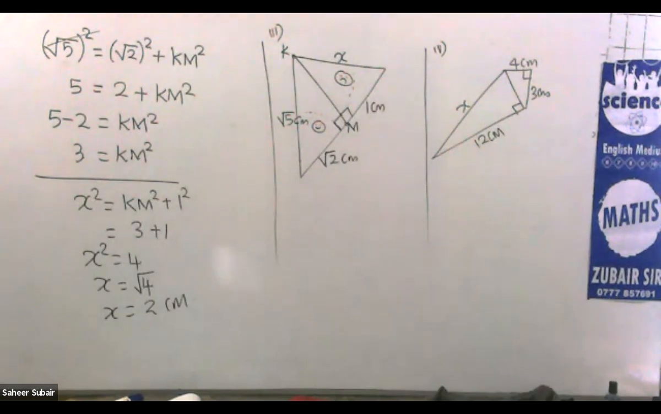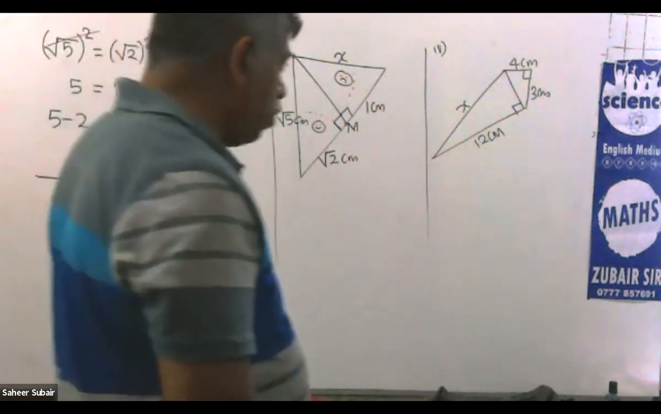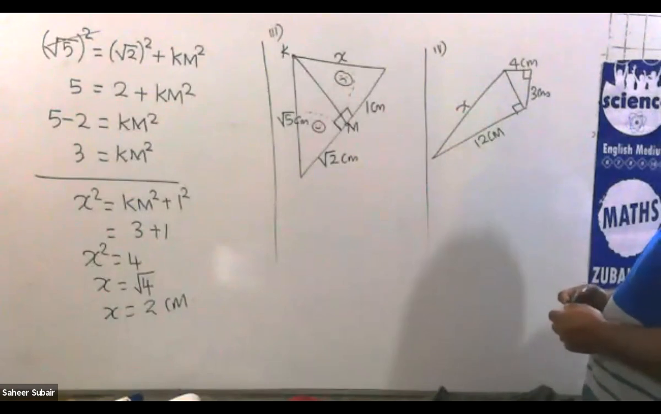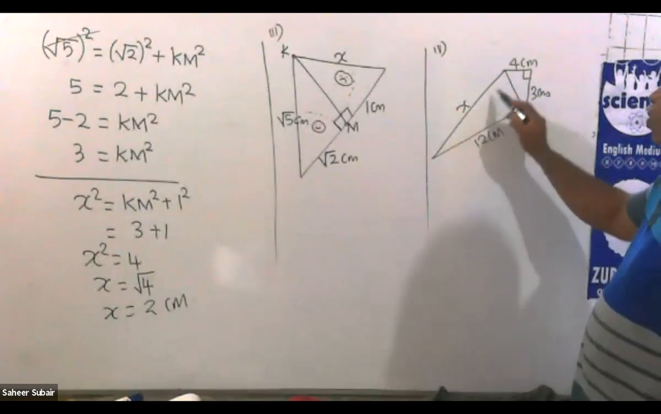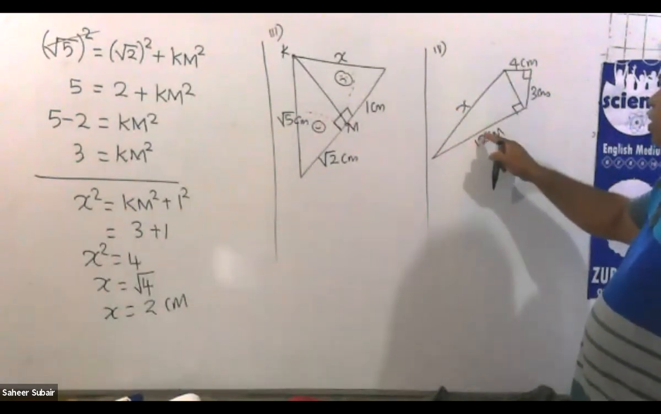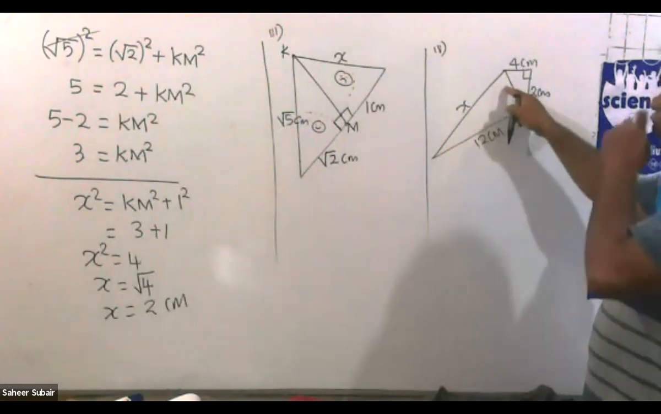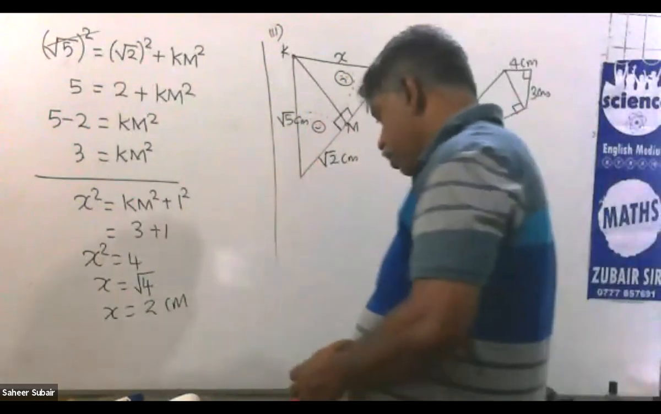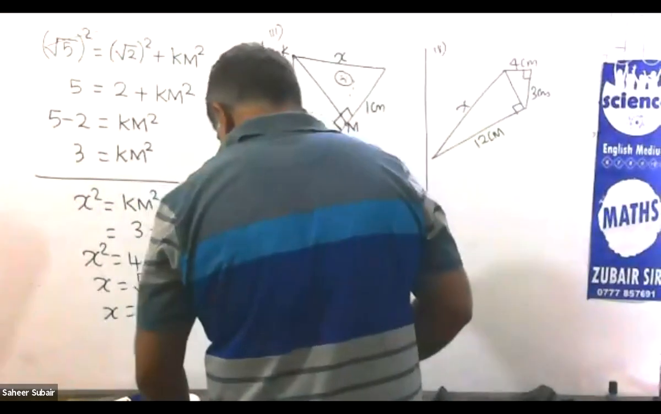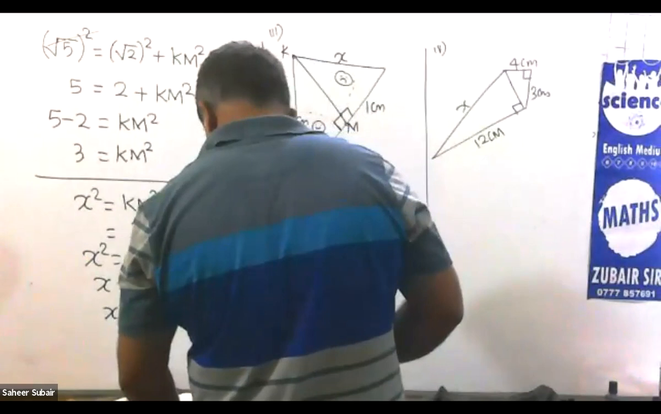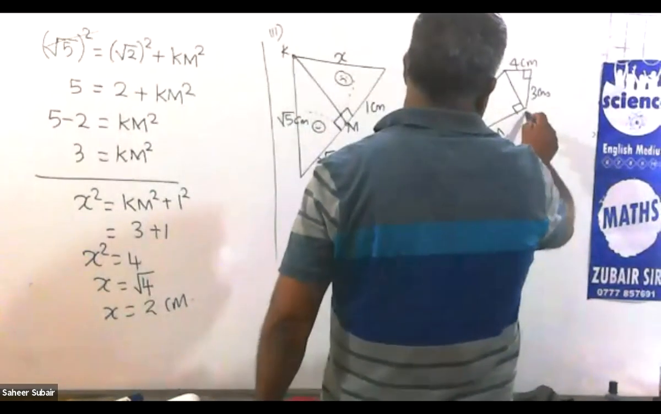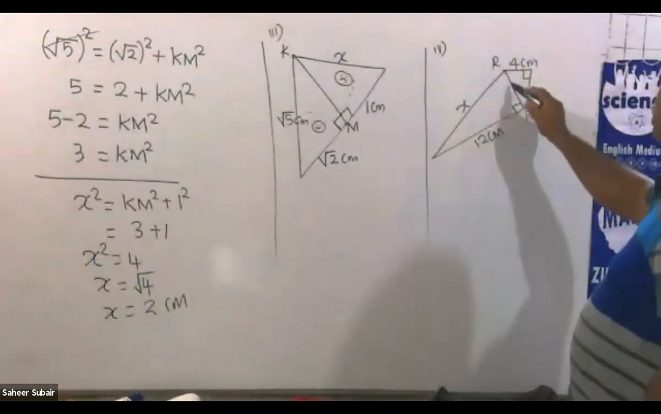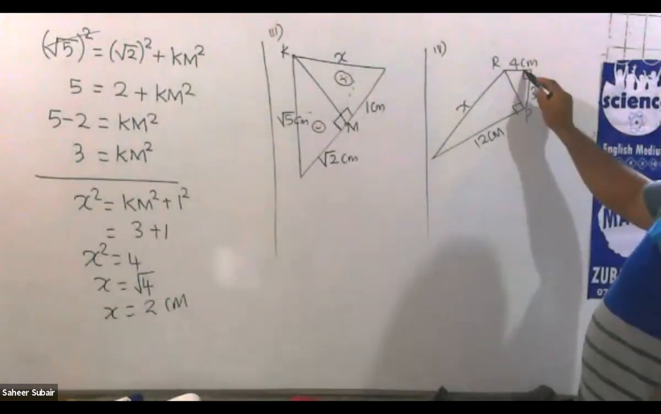Then see the next one. Here also is a problem like this: you have to find the x. To find the x, we don't know two sides. This side is given, this side we don't know. When there are two unknown sides, we can't find them. Then we have to try to find the PR side. PR is not given, so we have to try to find the PR side. Then we can use this triangle.